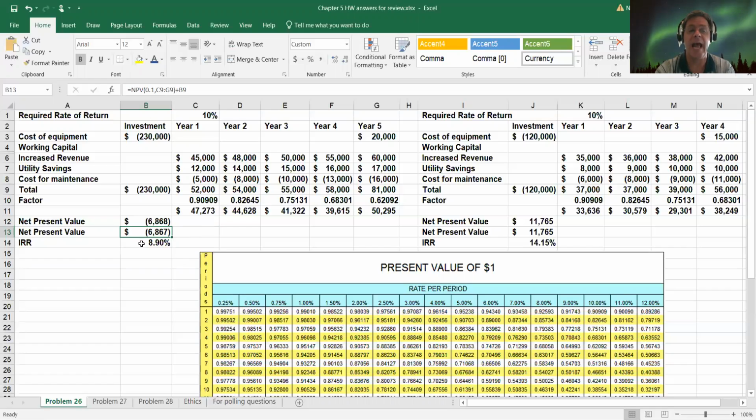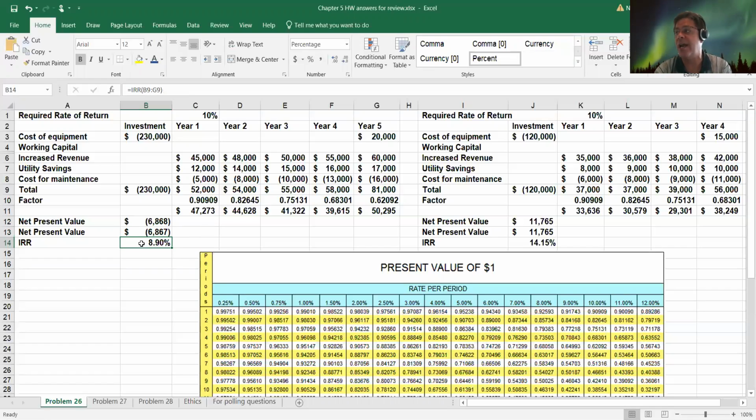And this was not asked for. The IRR was not asked for in the problem. But as we would expect, if it's a negative net present value, we would expect the IRR to be less than the required rate of return. And just as confirmation, just to check ourselves, we do come up with that as 8.9%, which is less than the required rate of return of 10. Questions? Anything that you can't square up with what you did?